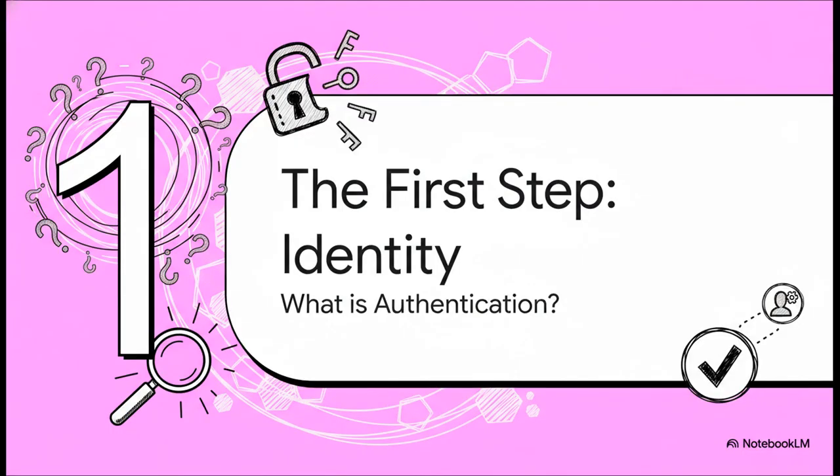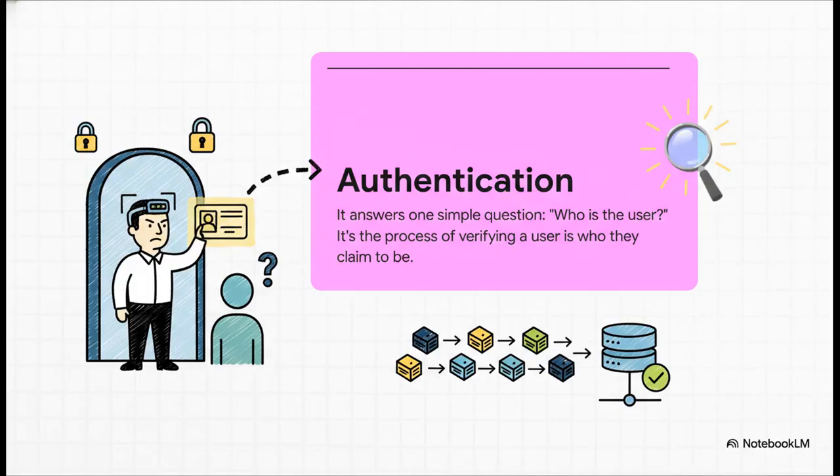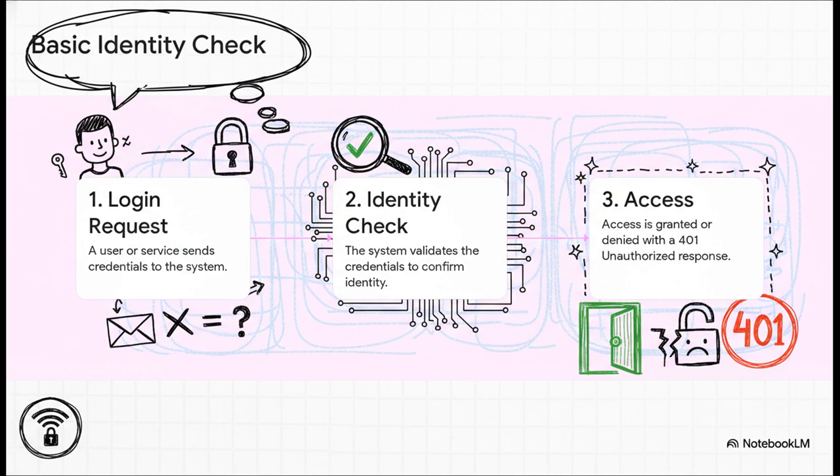Section 1, the first step, identity. Before we can even begin to talk about all the fancy stuff, we have to get on the same page about what authentication really is. At its absolute core, authentication boils down to one simple question. Who is this user? That's it, full stop. Think of it like the bouncer at a club door. Their job is just to check your ID to make sure you are who you say you are before they let you inside. And this basic flow is the foundation for everything else we're going to talk about.